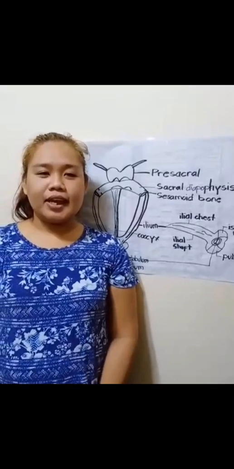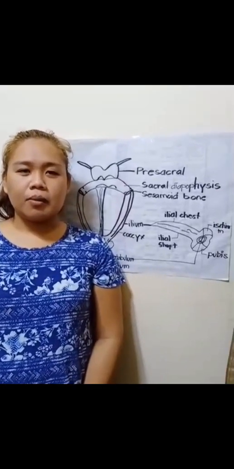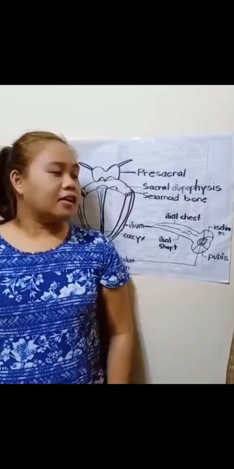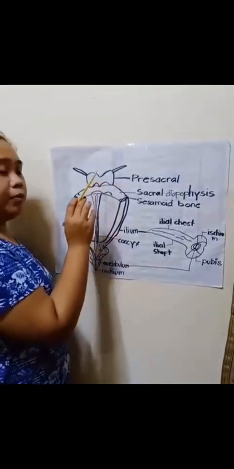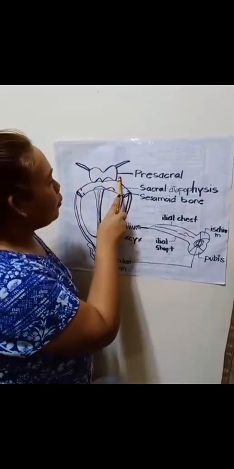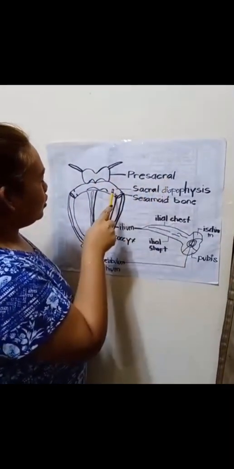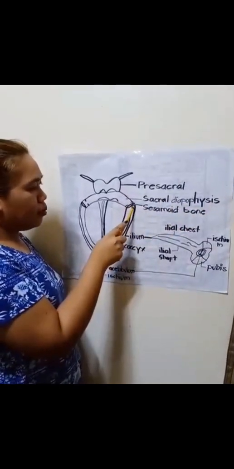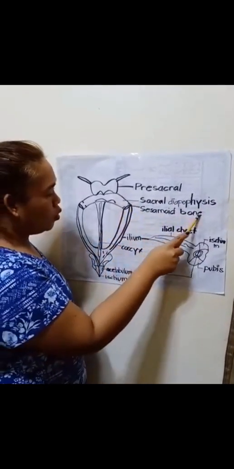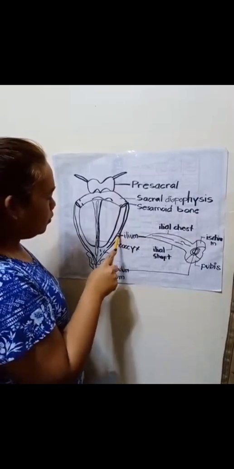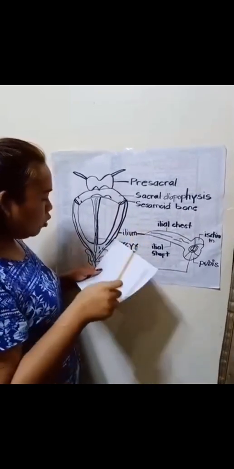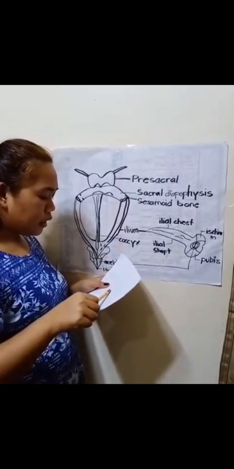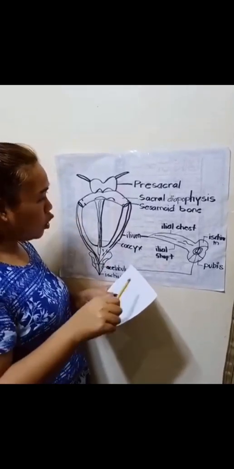Princess Diane Pillien. My report for today is all about the parts of the pelvic girdle. As you can see in the picture, this is a presacral. This one is the sacral diapophysis. This is the sesamoid bone. This is the ilium. Ilium is the anterior slender bone articulating with the transverse process of the sacrum.